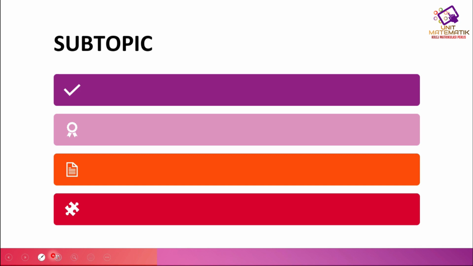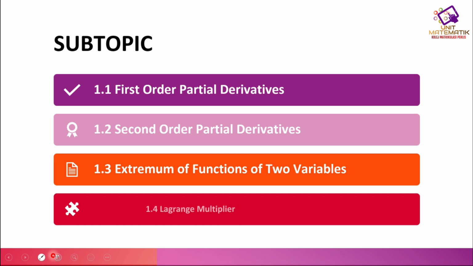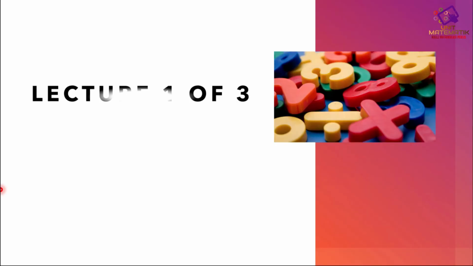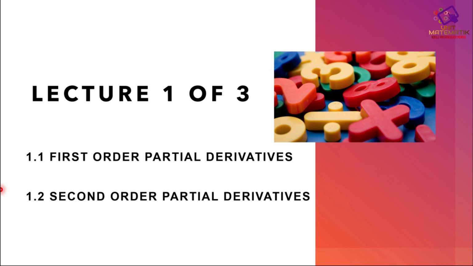This chapter has 4 subtopics: 1.1 first order partial derivative, 1.2 second order partial derivative, 1.3 extremum of functions of two variables, and the last one, 1.4 Lagrange multiplier. For lecture 1 of 3, we are going to focus on first order and second order partial derivative.